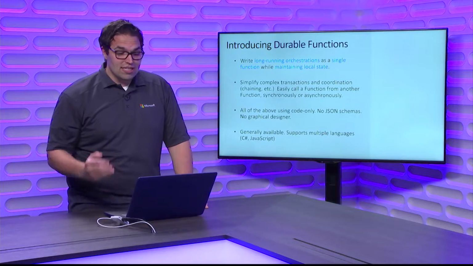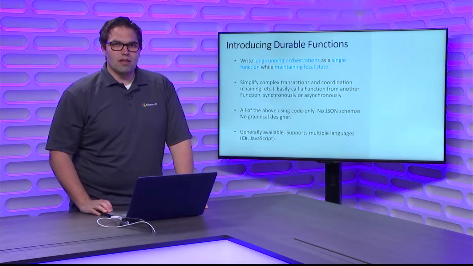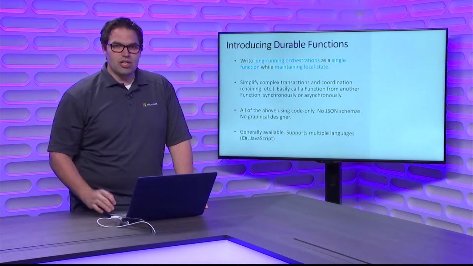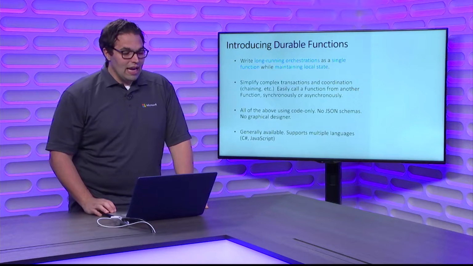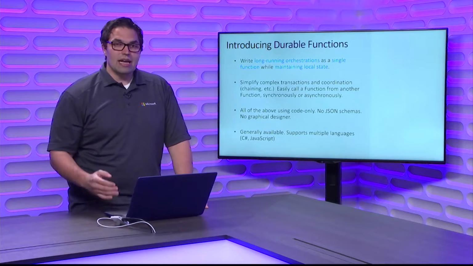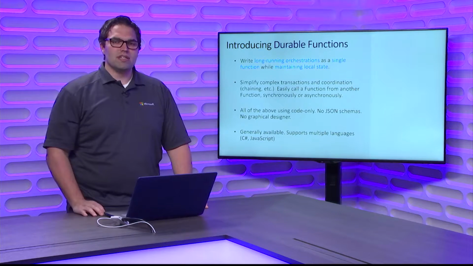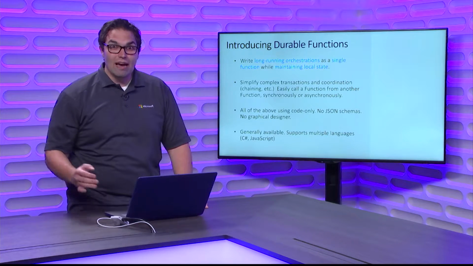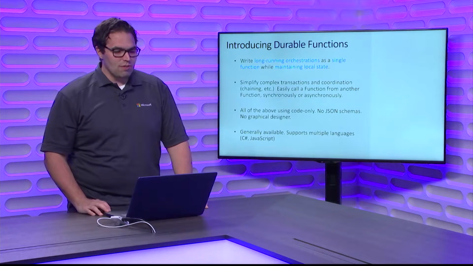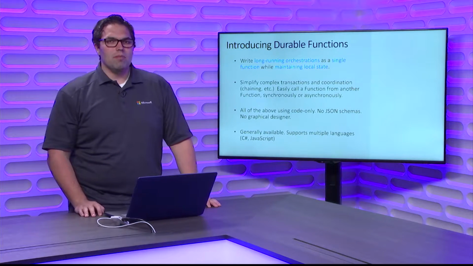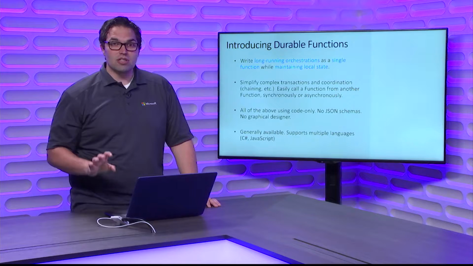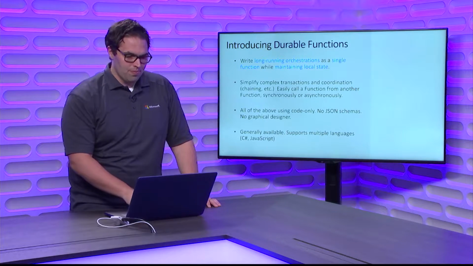And Durable Functions is generally available. We announced general availability in May of this year at the Microsoft Build conference. And it does support multiple languages. .NET C# is the one that I'll be showing today. We have some community members who've done some work to write durable orchestrations in F#. And we have JavaScript, which is actually in preview today. But if you're interested in writing durable orchestrations in JavaScript, that's an option as well.